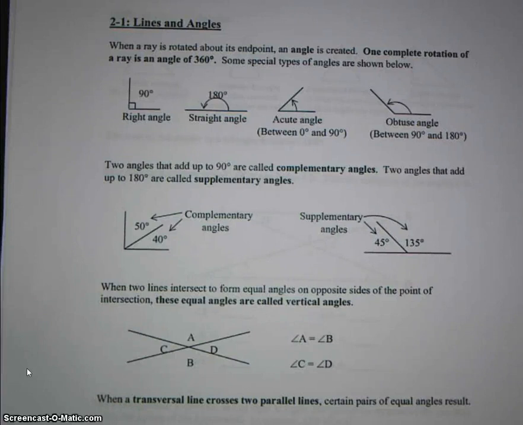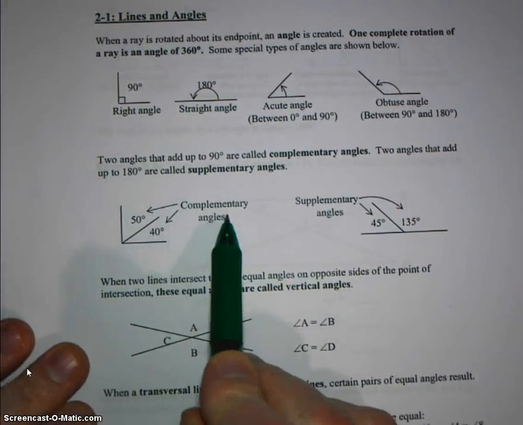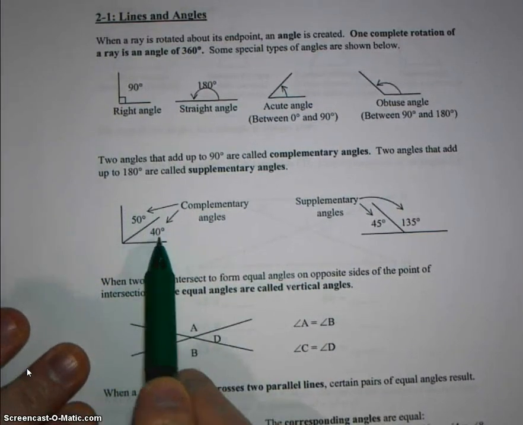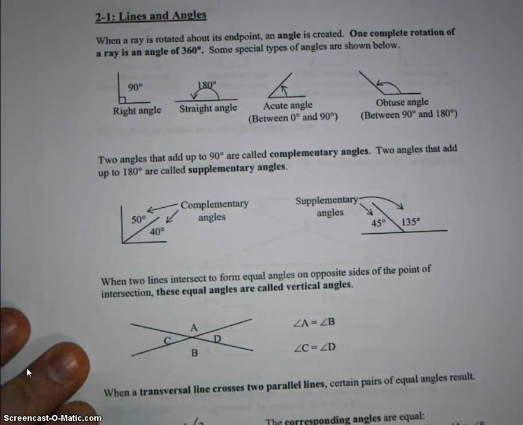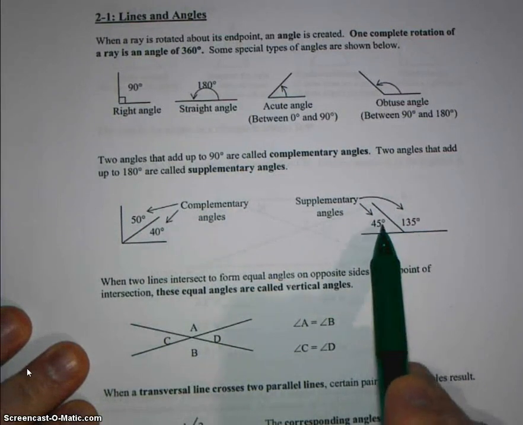Some other famous words you'll hear: complementary angles. Those are two angles that add up to 90 degrees, like 50 plus 40. And supplementary angles. They're two angles that make a straight angle, adding up to 180 degrees.